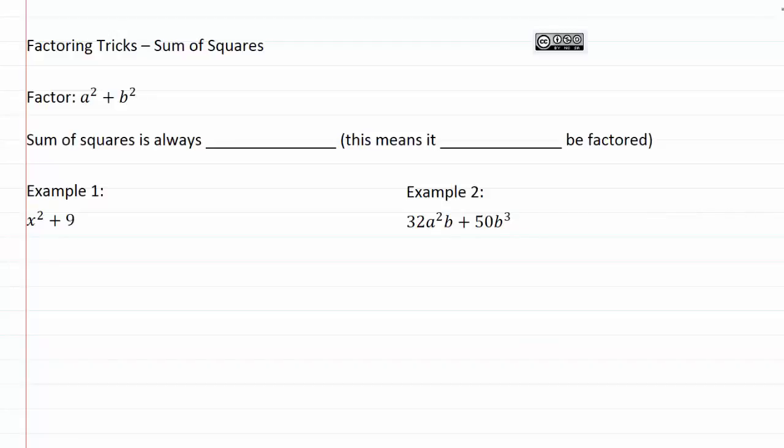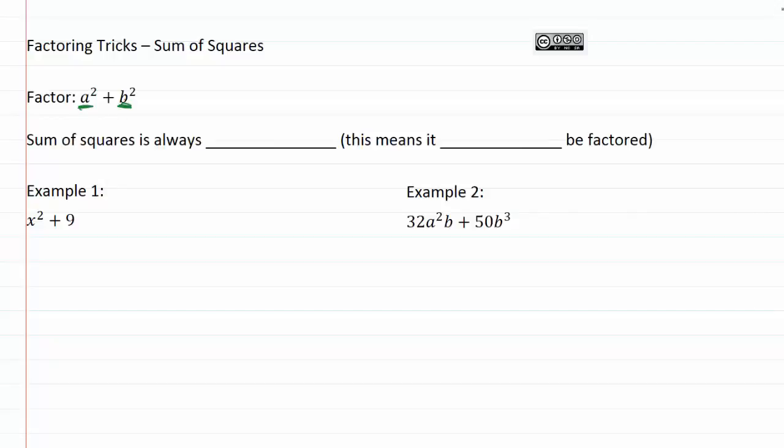Factoring tricks, sum of squares. In this video, we're going to see what happens when we try to factor a sum of squares. That would be like when we have a square number plus another square number, or square variables.